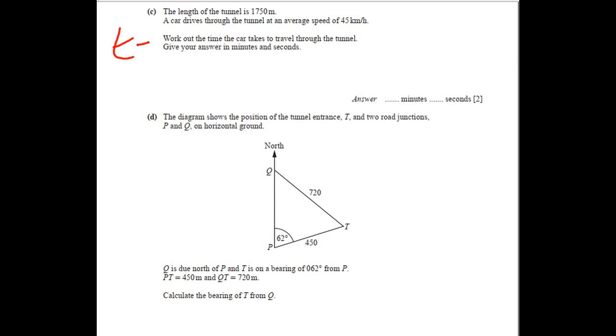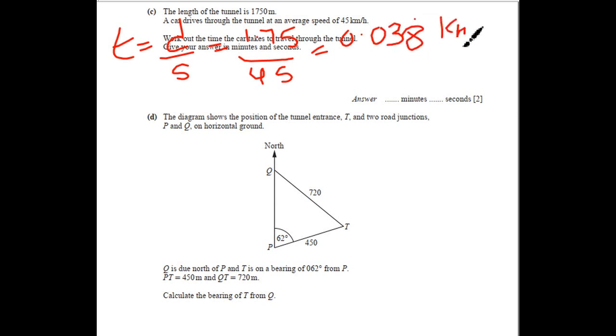So time is equal to distance over speed. Distance will be 1.75 kilometers and speed is 45 kilometers per hour. This will give you 0.03 and a recurring 8 hours.